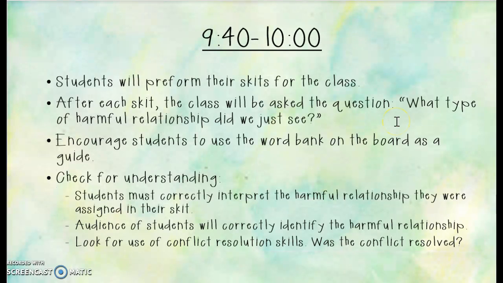So for the rest of the time of the class, the students will perform their skits. After each skit, I'm going to ask the class, what type of harmful relationship did we just see? So this would help me check for their understanding. I would see if they could correctly identify what they just saw, and I would also see that the group correctly was able to explain through their skit that type of harmful relationship.